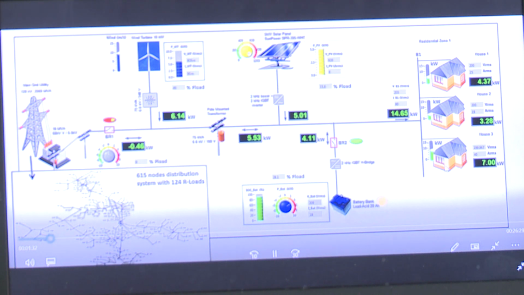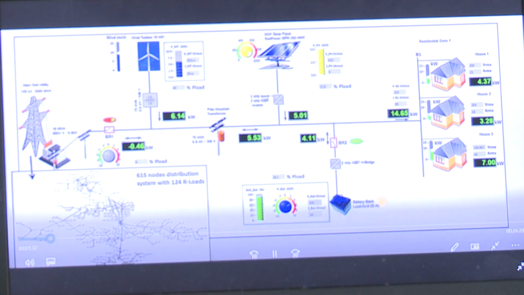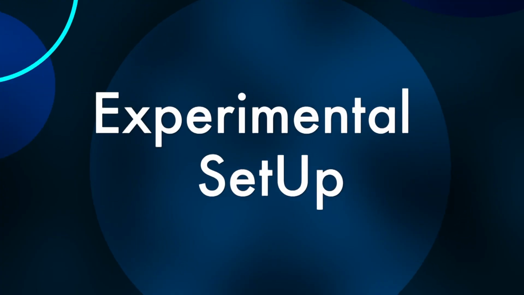What we are going to study today is how the load gets affected when there is an islanding. That means when the main grid is disconnected and the only source to the load is either the wind turbine or the solar panel. Let us now understand the experimental setup which we are going to use today for the simulation of the microgrid in real time.